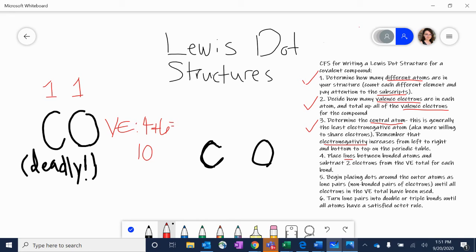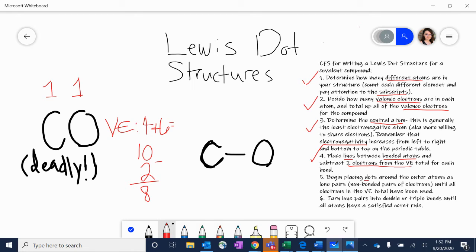Place lines between bonded atoms and subtract 2 electrons from the valence electrons total for each bond. So remember, a bond is the same thing as drawing a shared pair of electrons. We can just represent it more easily as a line. So let's go ahead and take away 2 from our total. So we have 8 remaining valence electrons to place.